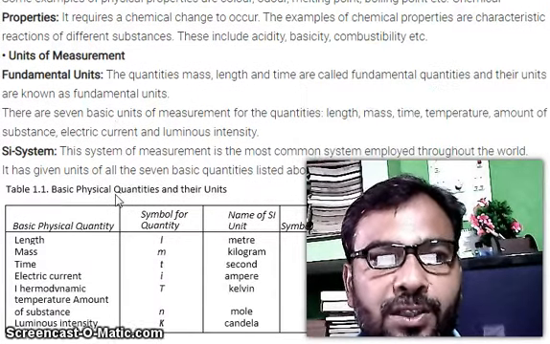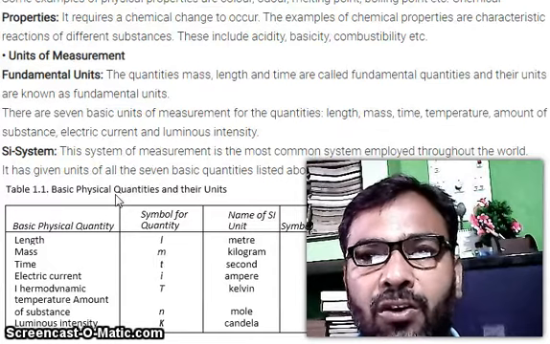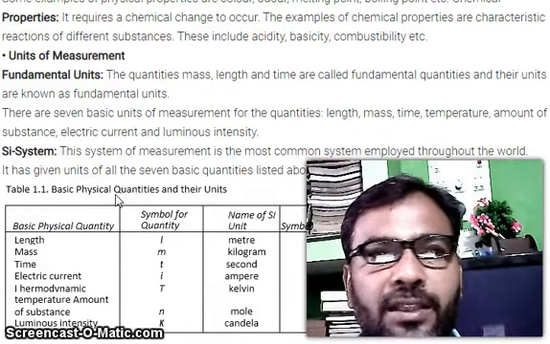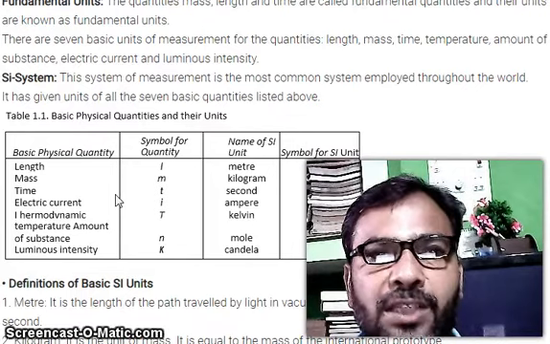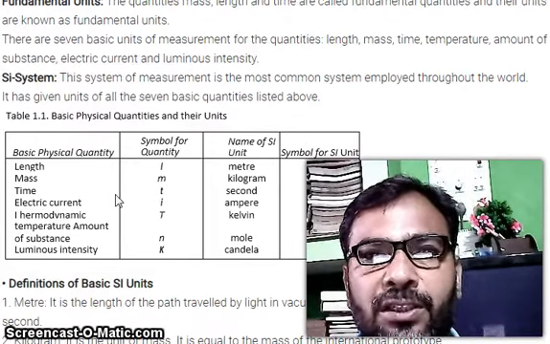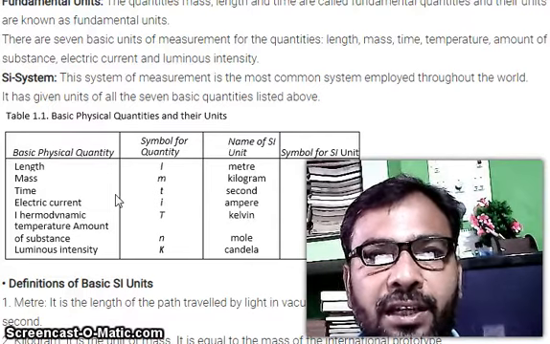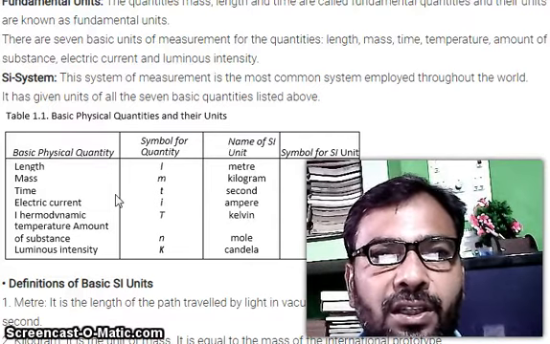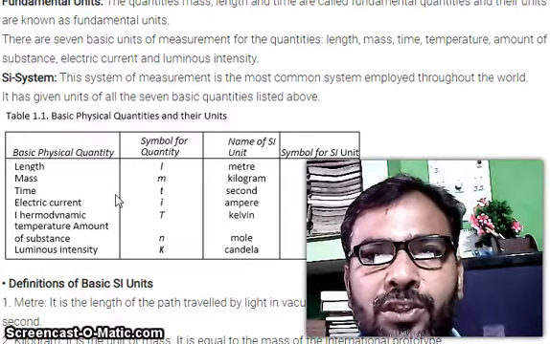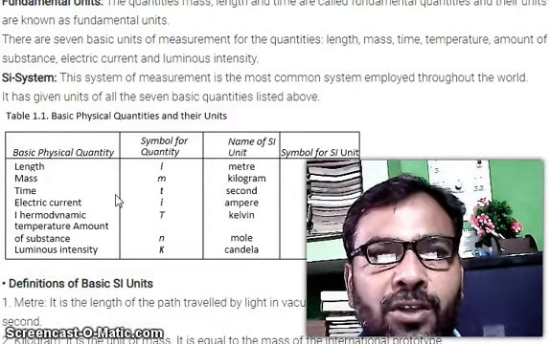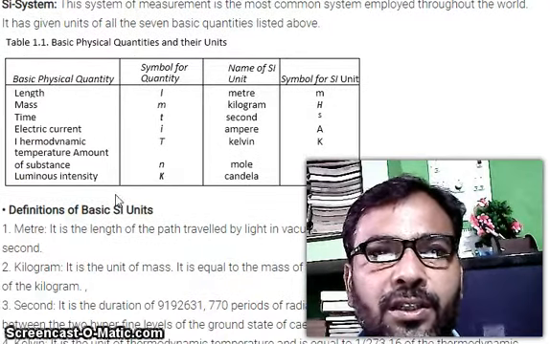The units of measurement. Fundamental units: the quantities mass, length, and time are called fundamental quantities, and their units are known as fundamental units. There are 7 basic quantities of measurement: length, mass, time, temperature, amount of substance, electric current, and luminous intensity. SI system: this system of measurement is the most common system employed throughout the world. It has given a unit for all 7 basic quantities listed here.